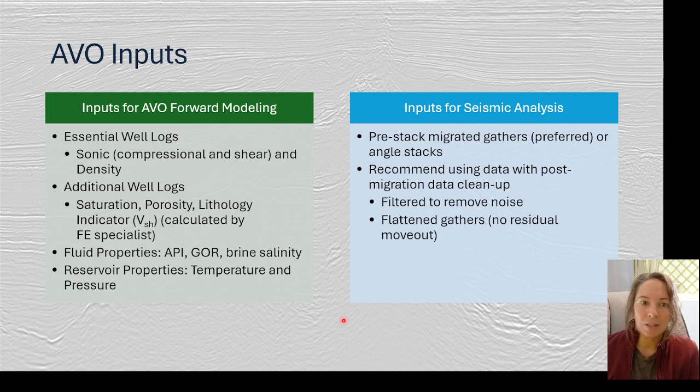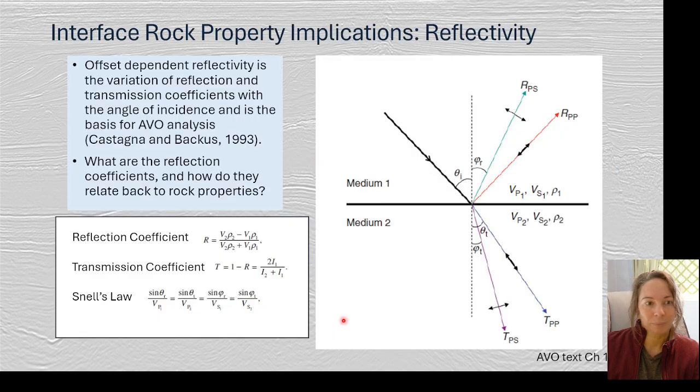In terms of seismic analysis, we need either the pre-stack migrated gathers, which are again the best option, or we can also do an AVO analysis with angle stacks. And of course, like with everything else, you want to make sure that the data is as clean as possible. So the gathers are flattened, you don't have any moveout still existing in them, and you've tried to get rid of as much noise in the data as possible.